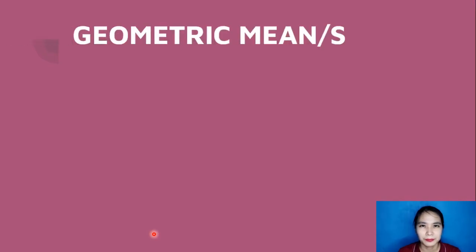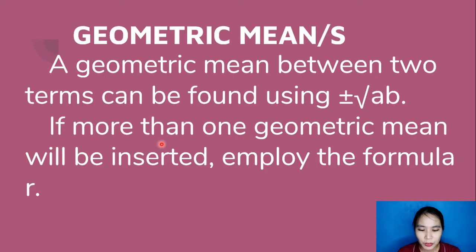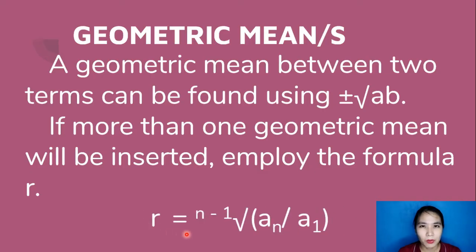How are we going to find the geometric mean or means? A geometric mean between two terms can be found using positive negative square root of a times b. On the other hand, if there would be more than one geometric mean to be inserted, we will now employ the formula of r, or the formula of the common ratio, and that is r equals n minus 1 root of a sub n over a sub 1.